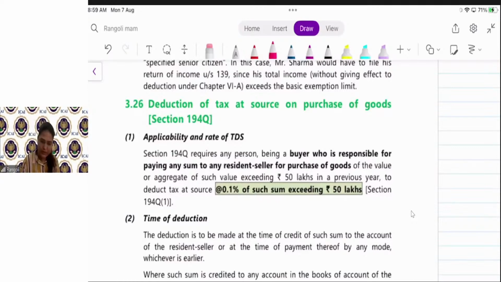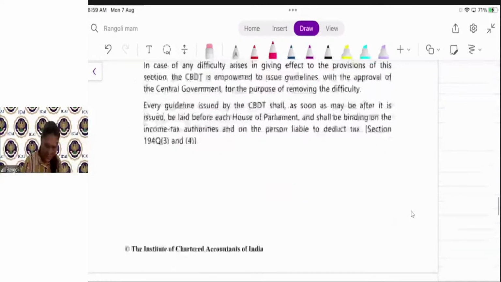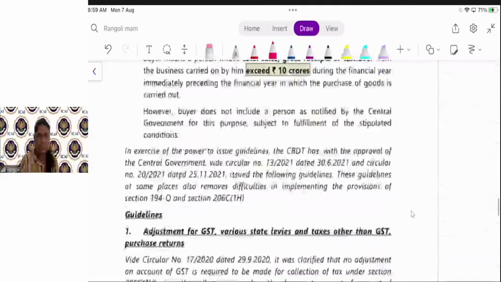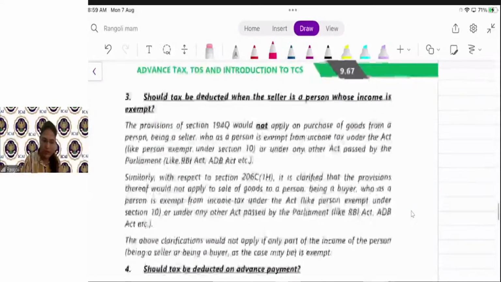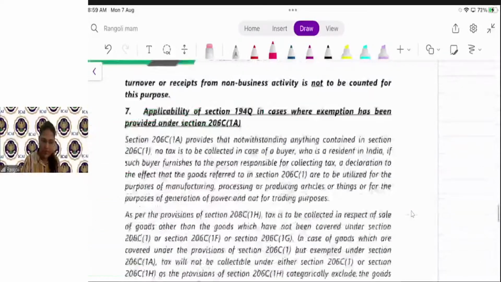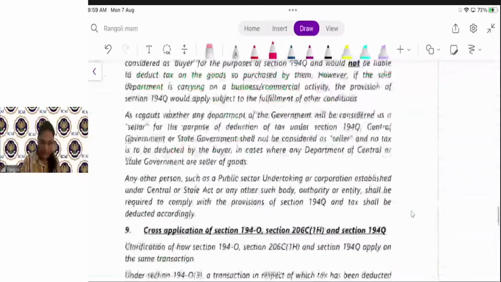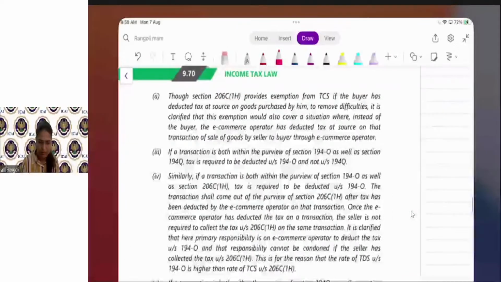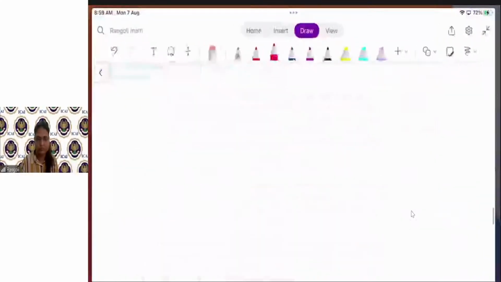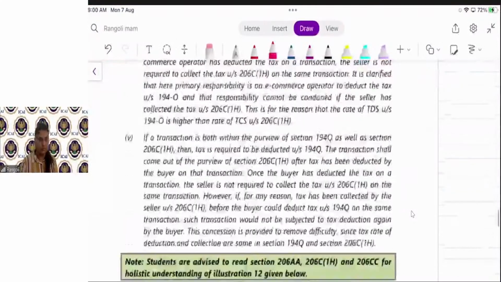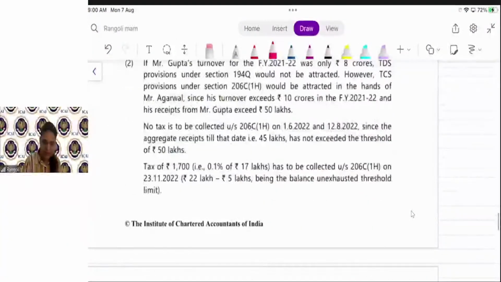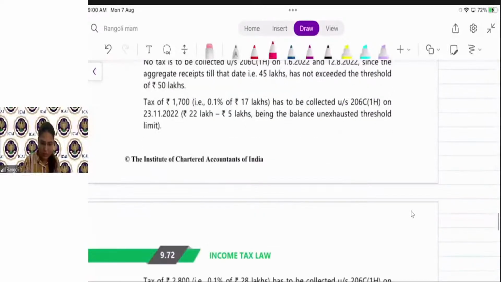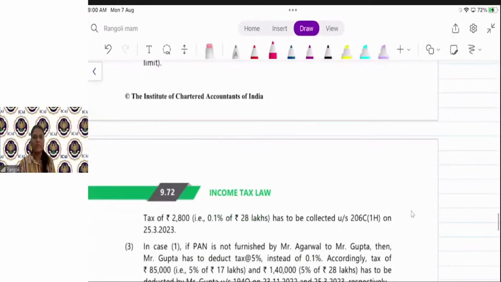Now, first we'll discuss section 194R and the statutory updates of section 194R. And after that, we'll discuss section 194Q along with section 206C(1H). I'll explain both sections together. Okay, so first come to page number 9.72, that is section 194R.